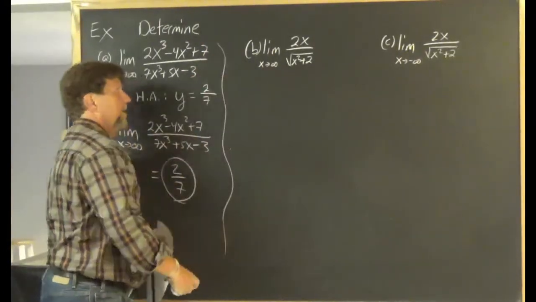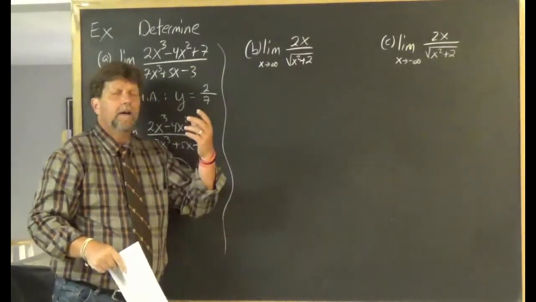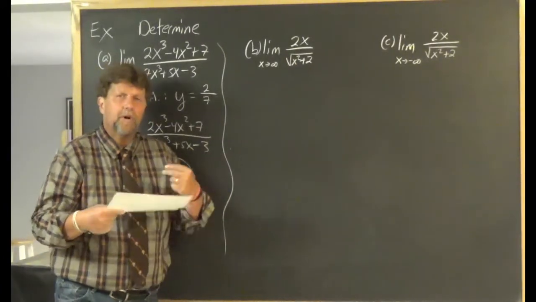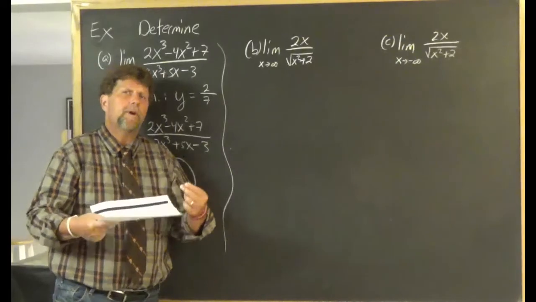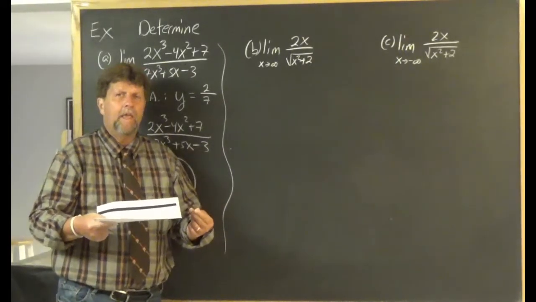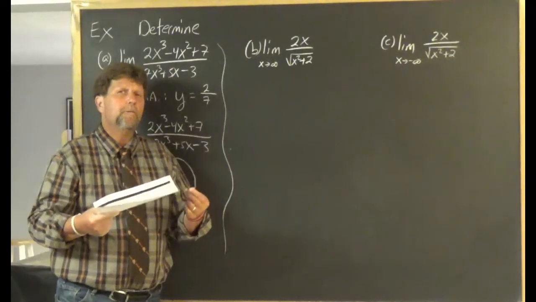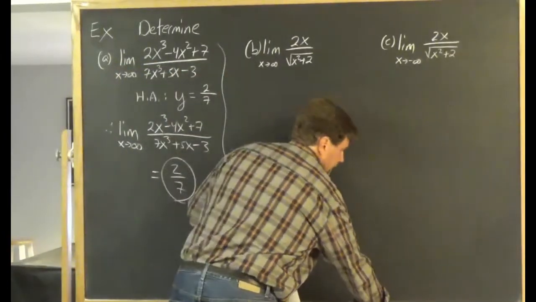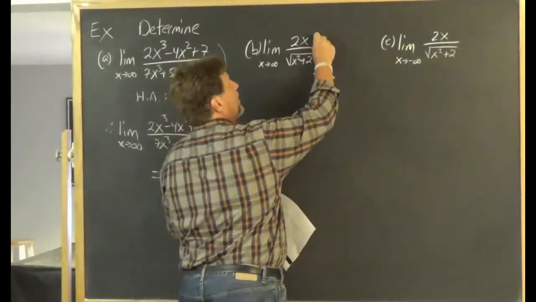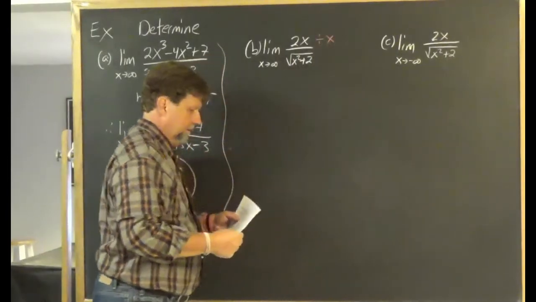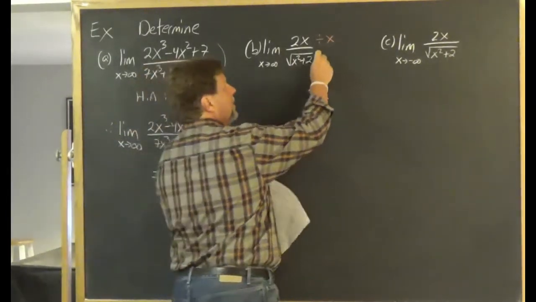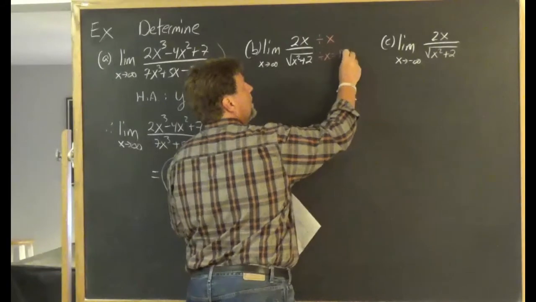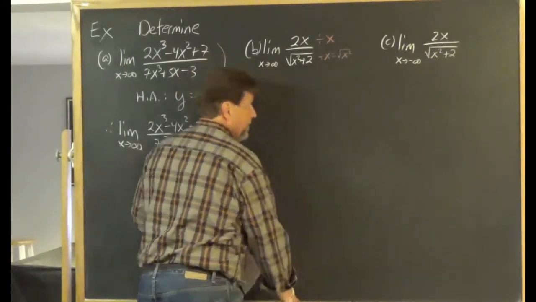Now part B, well, I don't have a rational function. I don't have a polynomial over a polynomial, so it's not a rational function. So I'm going to use that old algebraic technique of dividing the numerator and denominator by something. I'm going to divide the numerator and denominator by x. But watch, because there's a little subtlety here. I'm going to divide the numerator by x, and the denominator by x, but the version of x I'm going to use is the square root of x squared.